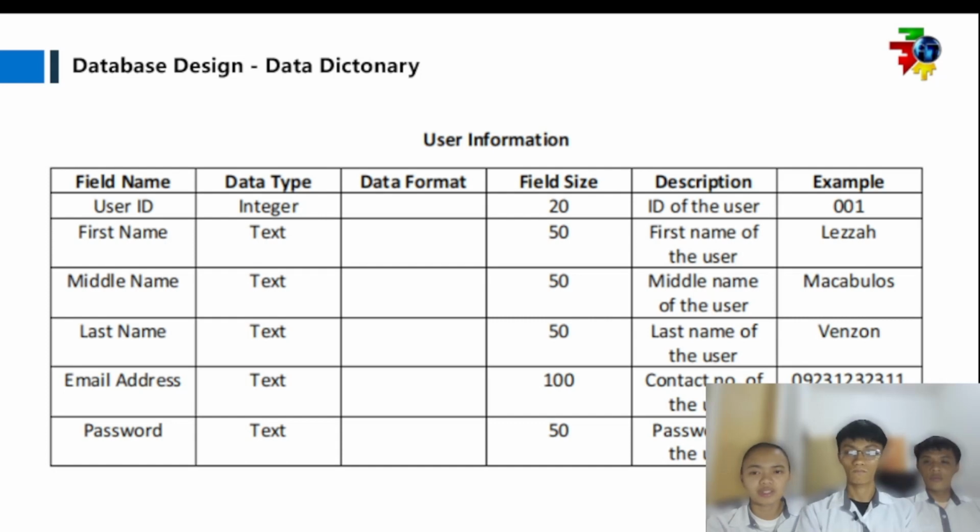For our data dictionary, the user information contains a user ID with a data type of integer and a field size of 20. First name, data type was text and the field size was 50. The middle name, last name, email address, and the password, their data type was also text and their field size was 50. For the middle name it was 50, for the last name 50, for the email address 100, and for the password 50.